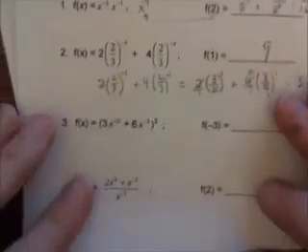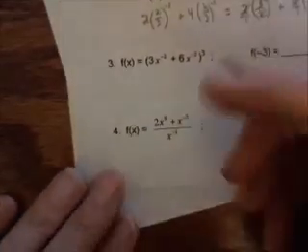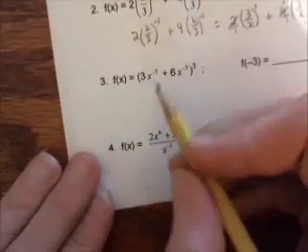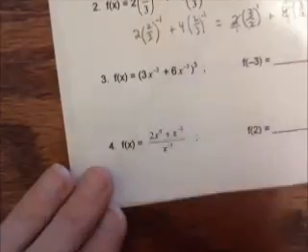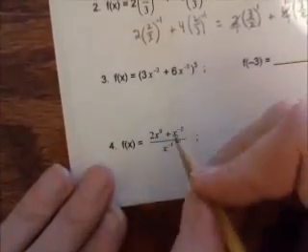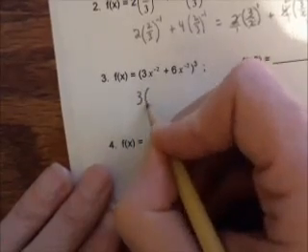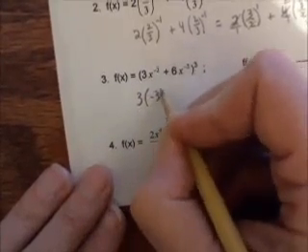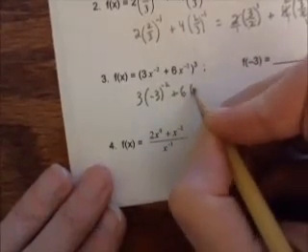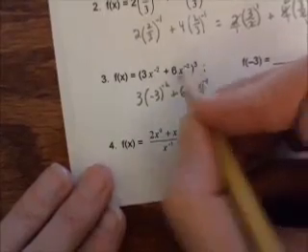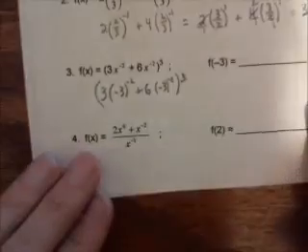Example number 3, we're going to substitute x equals negative 3 in here. So what we have is 3 times x to the negative 2 plus 6 times x to the negative 2. Well, x is negative 3. So we have 3 times negative 3 to the negative 2 plus 6 times negative 3 to the negative 2, but that whole thing is taken up to the third power.